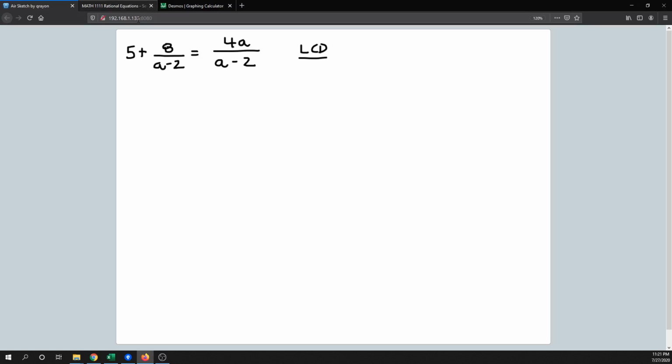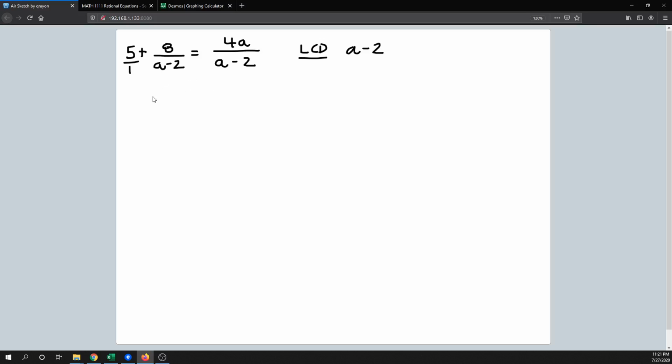All right, so looking at 5, we can write 5 as a fraction if we want, but it would just be 5 over 1. So there's no need to really include the 1 in the LCD. Then the only other thing we have in these fractions is the expression a minus 2. So that is going to be in the LCD. And you might be tempted to put 2 a minus 2's in here, but you really do not need 2 a minus 2's.